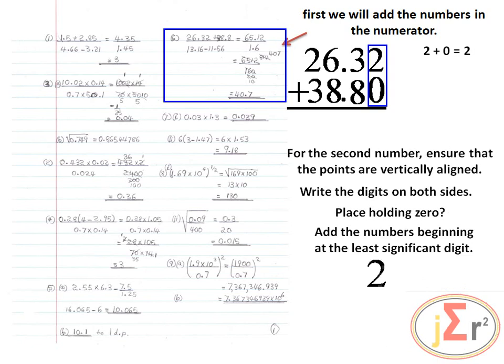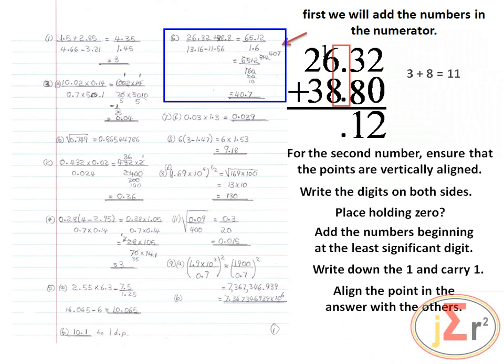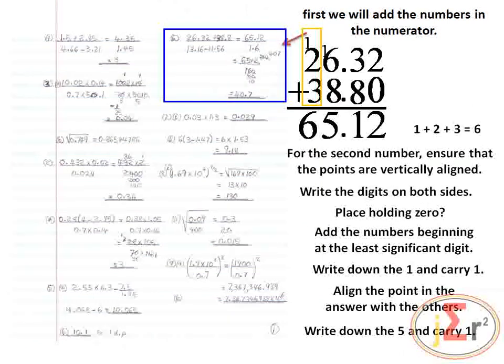So 2 plus 0 is equal to 2. 3 plus 8 is equal to 11. So we put 1 down and we carry 1. What about that point? It is vertically aligned with the others. Align the point in the answer with the others. We have done that. Then we say 8 plus 6. And do not forget the one that was carried from the previous column. So that is 15. We write 5 and carry 1. And then when we add all of those up, the 3, the 2, and the one that was carried, we get 6 and 65.12.